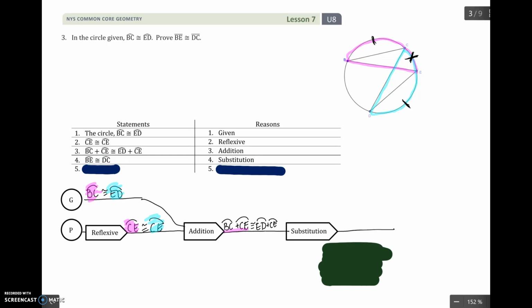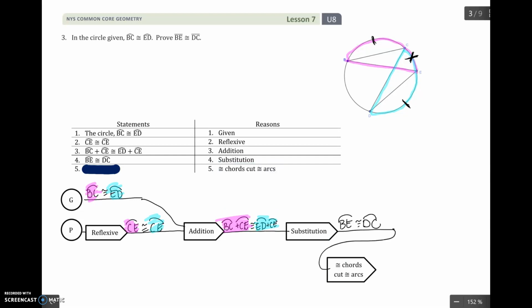When I take BC and CE and put them together, I will get BE. And when I take ED and CE and put them together, I will get DC. And then finally, since congruent chords cut congruent arcs, if arc BE and arc DC are congruent, then segment BE and segment DC are congruent as well.